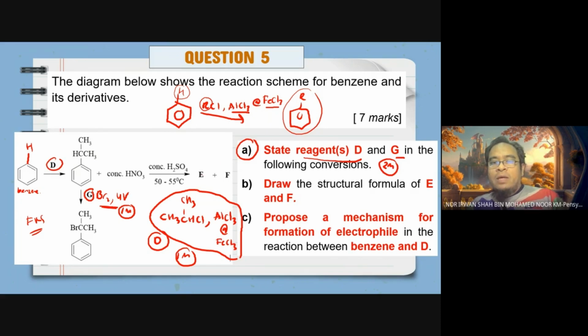Okey, seterusnya. Draw the structural formula of E and F. Okey, kita tengok pula guys. E and F. So mana datang E dan F ni? Datang daripada isopropyl benzene bertindak balas dengan concentrated nitric acid yang ditambahkan dengan concentrated sulfuric acid, dan tindak balas ini dilakukan pada temperature 50 to 55 degree Celsius. Okey, tindak balas apa ni? Inilah dia what we call as nitration. Jadi maksudnya E dan F ini guys adalah apa? Nitro compound, ataupun kita akan dapat nitro benzene. Okey, benzene yang ada nitro lah.